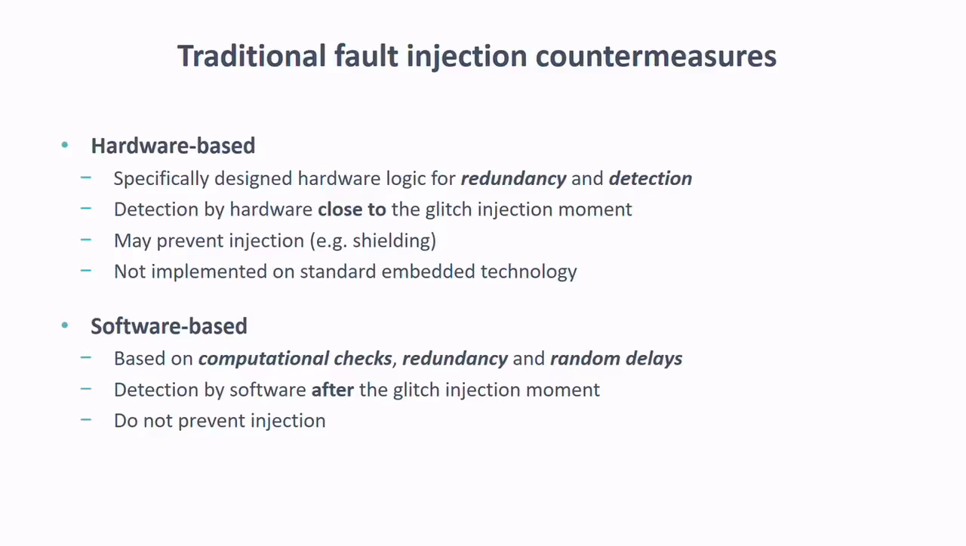With the software-based countermeasures, you can be as creative as you want. There can be computational checks, redundancy. For example, if there's one critical point that you can bypass using a glitch, you introduce a double check. So there are two checks, which means you probably need two glitches to perform the same attack. And the key point here is that software-based countermeasures do not prevent the injection itself, but they mitigate the fact that the vulnerability results in a fault, so you mitigate the fault.